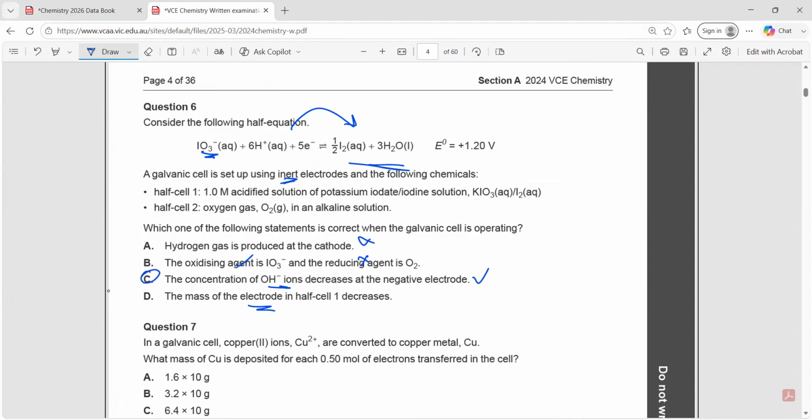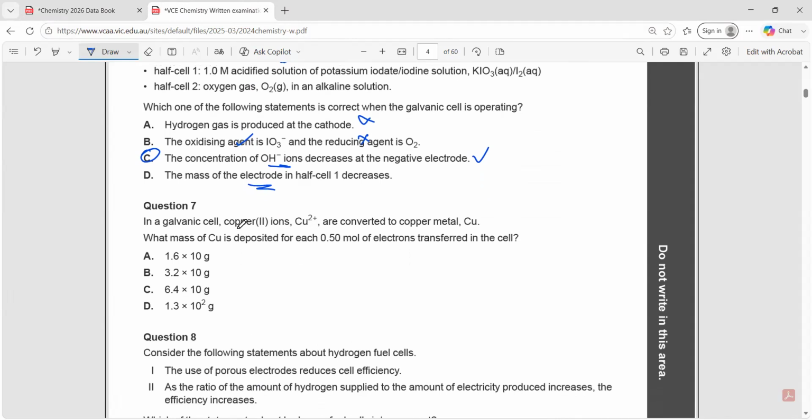So six, what mass? Okay, so you've got 0.5 moles of electrons. There's a 2-to-1 ratio. So there's 0.25 moles of copper being produced. So we just do 0.25 times the molar mass of copper, which I believe is 63.5, which is 15.875. This one.